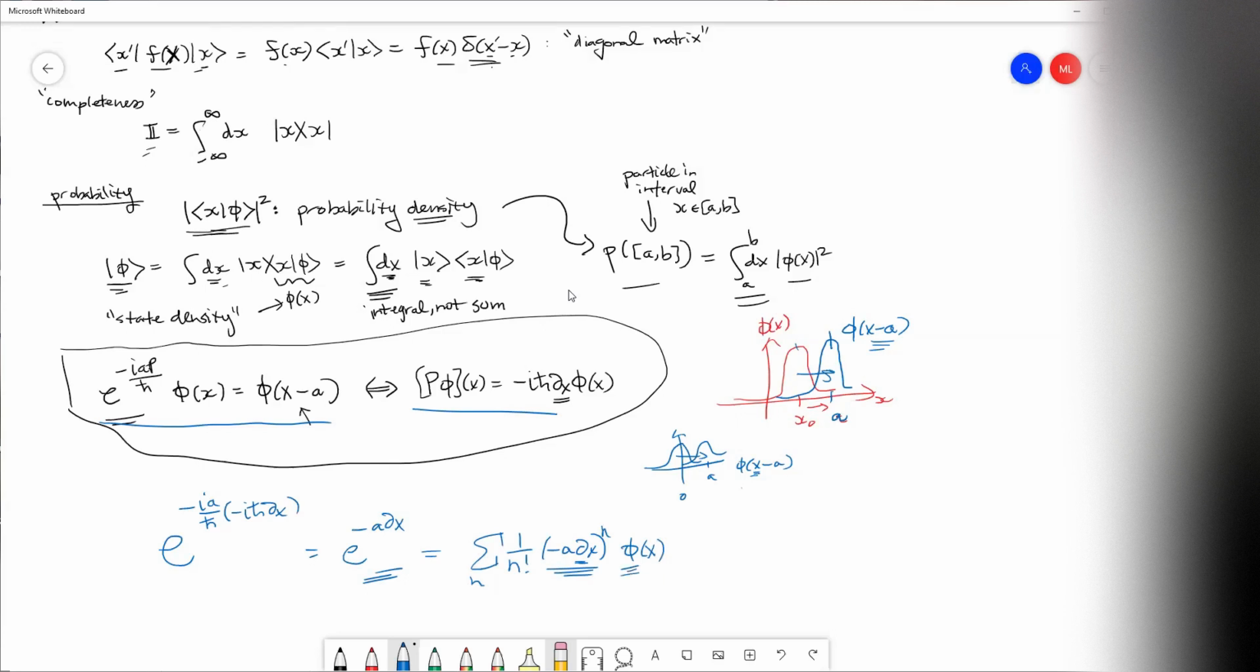And you can write it as a Taylor series around minus a equal to 0. What do you get? Well, you get a sum from 0 to infinity, 1 over n factorial, minus a to the n-th power. Well, I sort of derived it for you already. And then this is the nth derivative of phi evaluated at x. It's just a Taylor series. So they're the same thing.